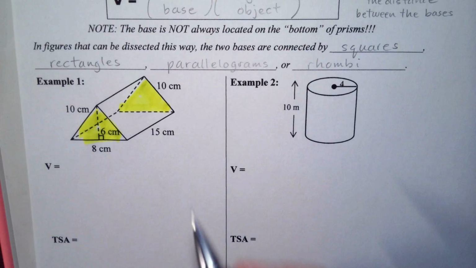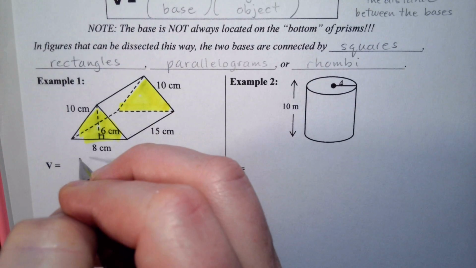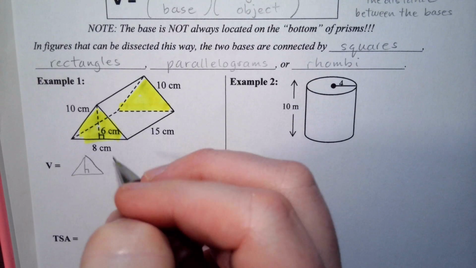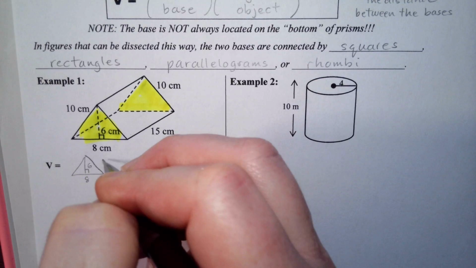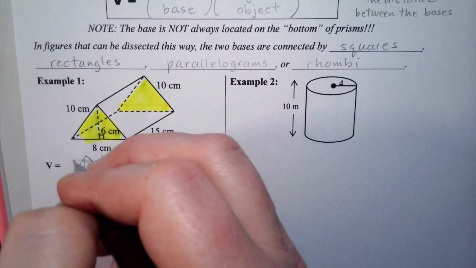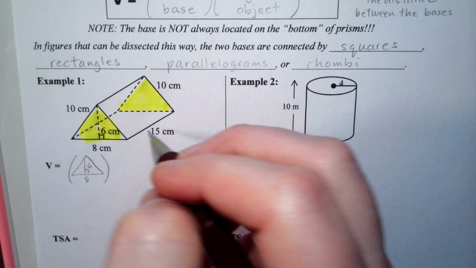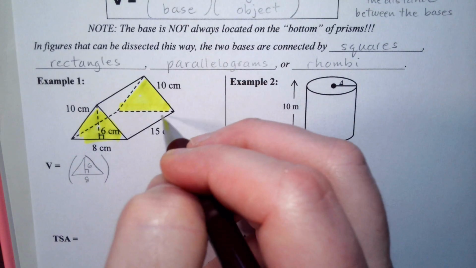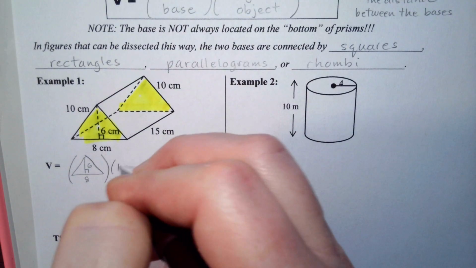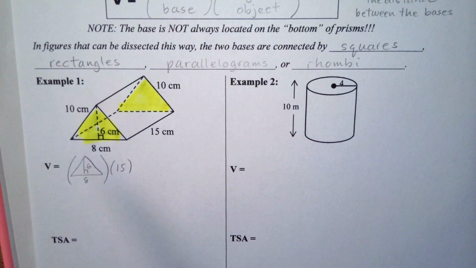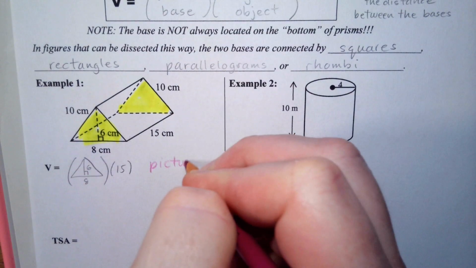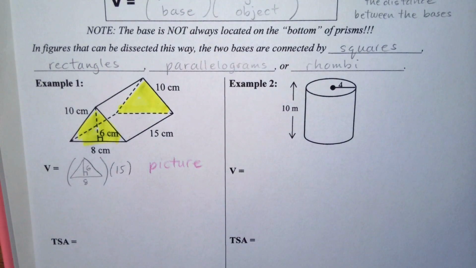Okay, volume. The picture step is you draw a picture of the base, in this case a triangle. We label the important information, the 8 and 6, because the 8 and 6 are going to help us get the area of the base. And we're going to multiply that by the height of the object. And the height of the object is 15, because 15 is what connects the 2 bases. So, I've got a picture of the triangle with details labeled, times the height of the prism. This is our picture equation step.